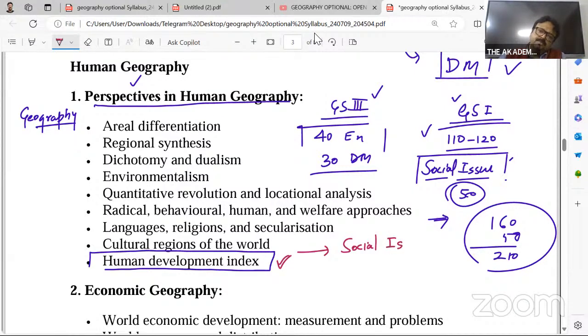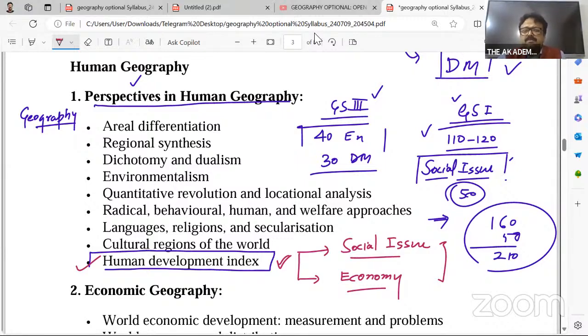Social issue में human development index पढ़ते हैं कि नहीं? Is it not the part of economy? In economy also you go for human development index. So this is the common topic of economy, and the same human development index. What are the parameters to calculate it and everything, and how India is classified in which type of human development index country, etc. This is going to be part of this.